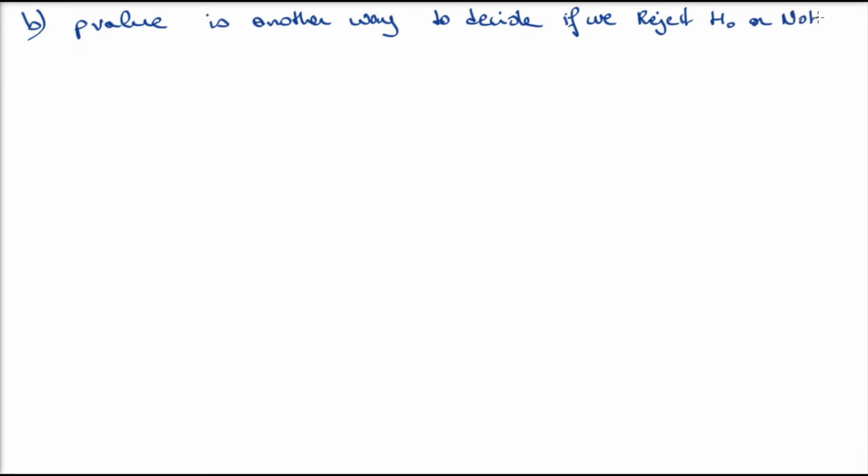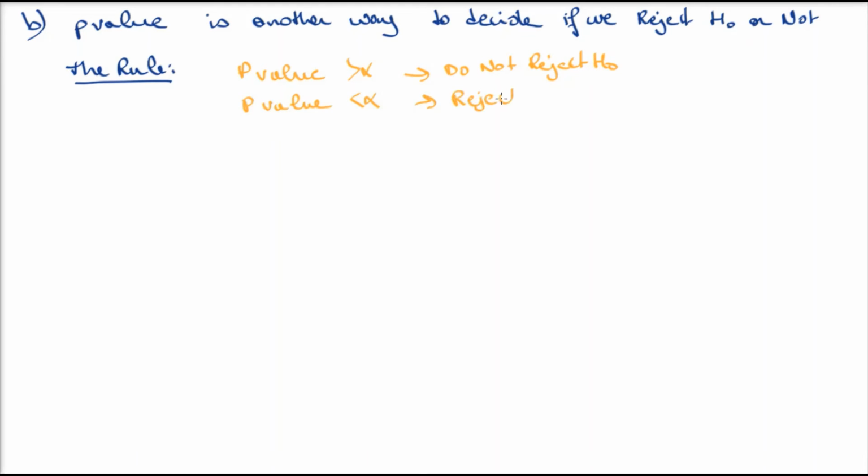Question B. P-value is another way to decide whether to reject H0 or not. The general rule, as stated before, is as follows. When p-value is higher than alpha, we do not reject H0. When p-value is less than alpha, we reject H0. To find p-value, we go to the t-table.